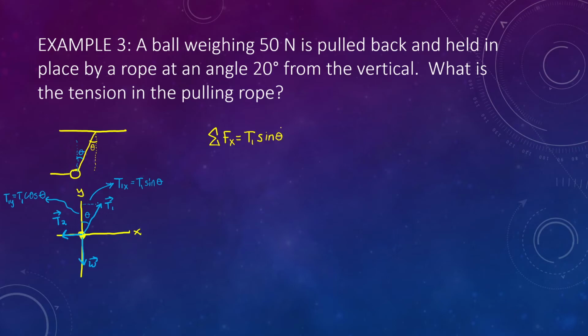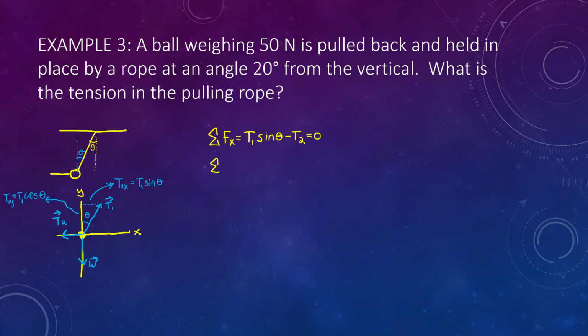That's pointing to the right, so it's positive. And then we have T2, which is pointing to the left, making it negative. Again, we are in equilibrium, so these are equal to 0. The forces balance, in other words.